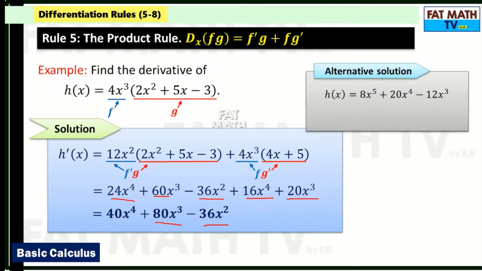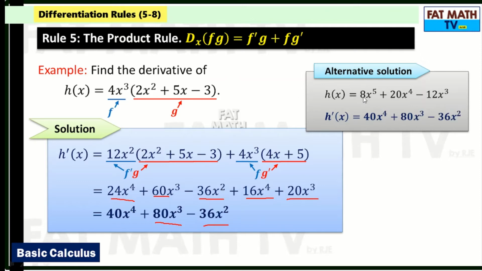Or if you wish to expand this first and simplify, you will have 4x cubed times 2x squared, that's 8x raised to 5. 4x cubed times 5x, that's 20x raised to 4. 4x cubed times negative 3, that's negative 12x cubed. And then take the derivative of that.